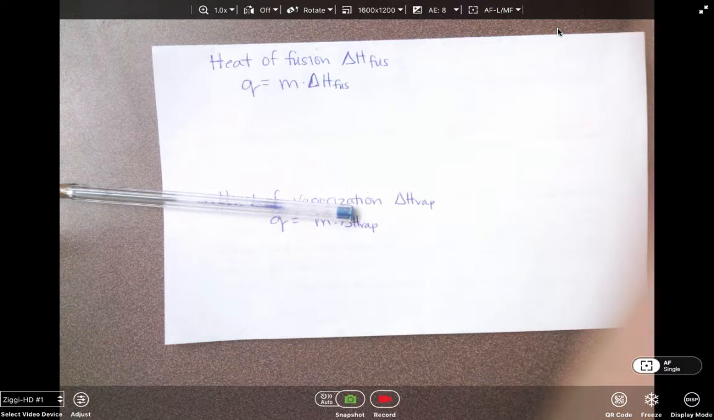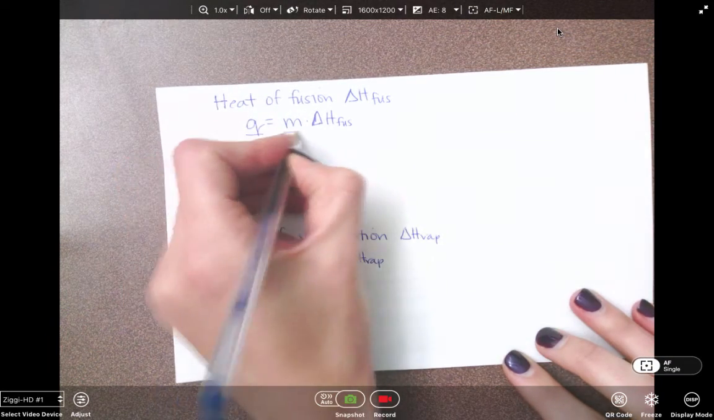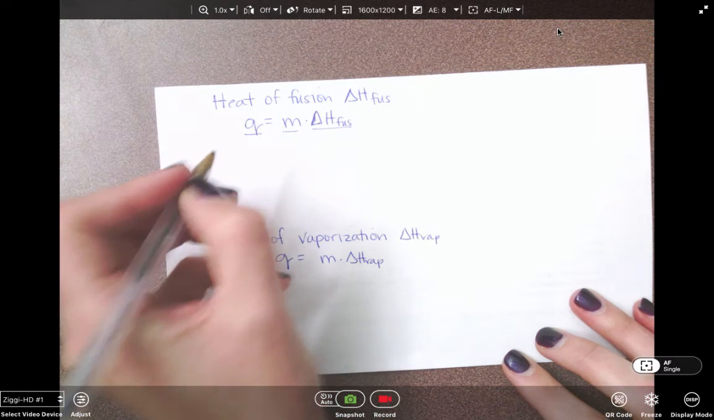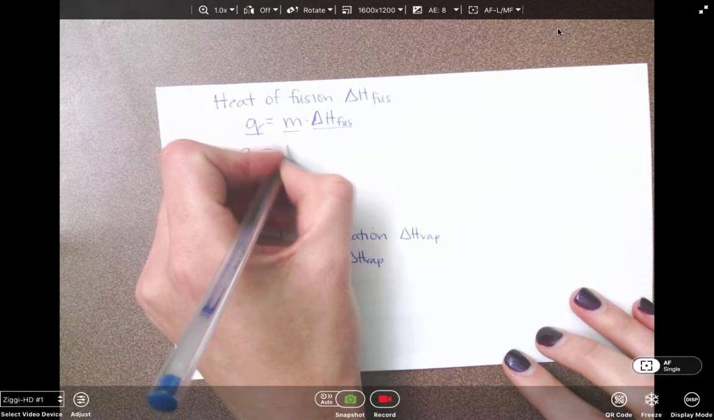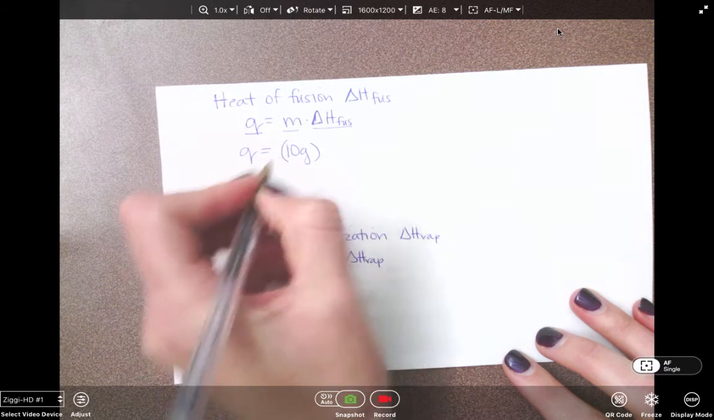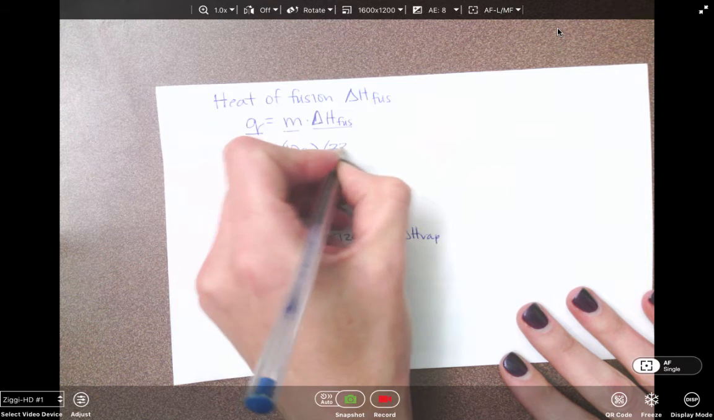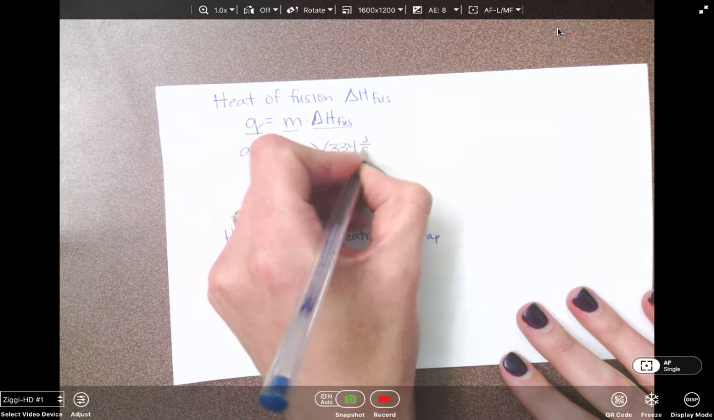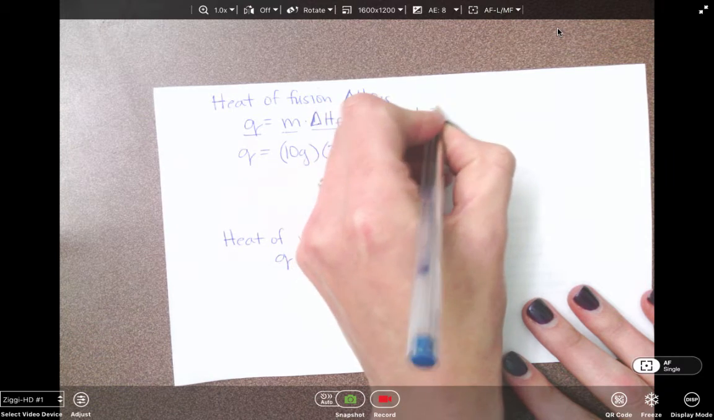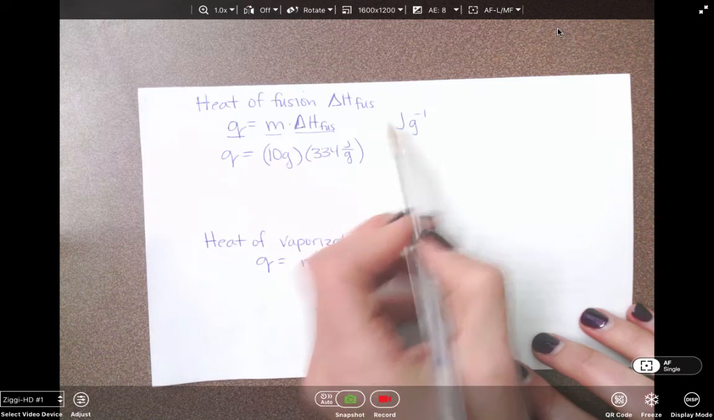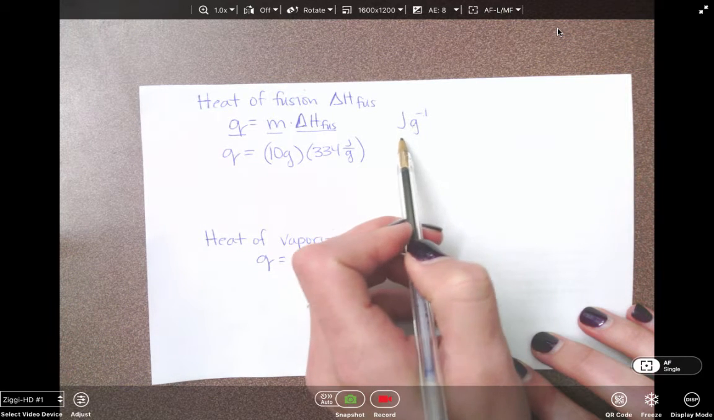So that would look like this. I have the equation, energy equals mass times the heat of fusion, and I want to know how much energy is required to melt 10 grams of water. Given the fact that that number 334 and the units are joules divided by grams, you can also write those units joules, grams minus 1, and that -1 tells you that it's in the denominator, and you saw that in the last slide. It's the same thing.